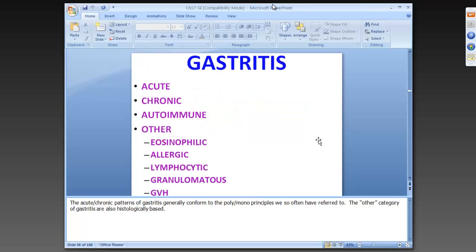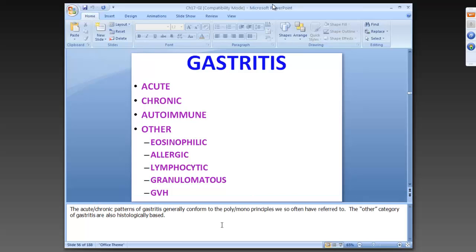I'm kidding. Gastritis could be acute, chronic, autoimmune, eosinophilic, allergic, lymphocytic, granulomatous, due to GVH. The acute and chronic patterns of gastritis conform to principles that we have also referred to, and the other category of this is histologically based. We hear the term a lot, right? Such and such person has gastritis.